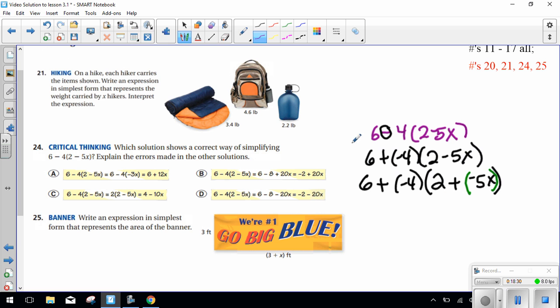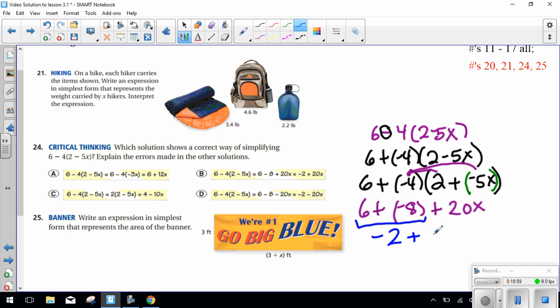So as you can notice in the way the problem's set up now, I have to distribute the negative 4. So it's 6 plus negative 4 times 2 is negative 8, plus negative 4 times negative 5x is 20x. I'm going to take my constants, because they are like terms, and I'm going to combine them. So 6 plus negative 8 is negative 2 plus 20x. So if I look at the very end here, that says negative 2 minus 20x, so my correct solution is letter B. So letter B is correct.